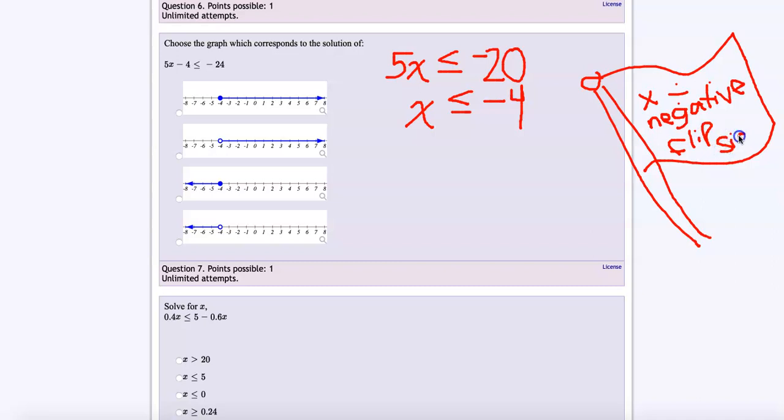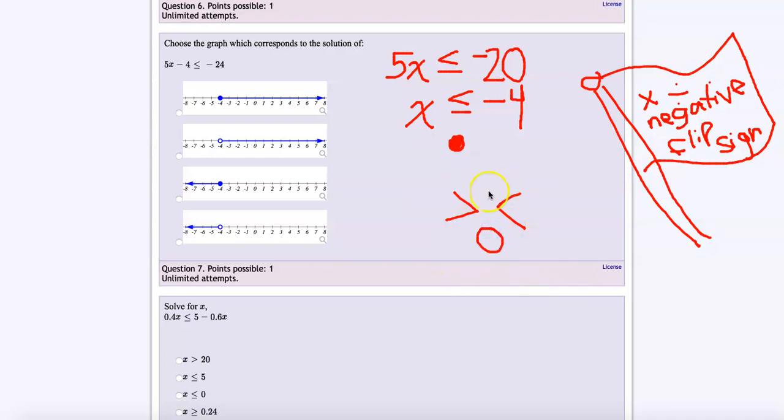And we didn't do that here, and that's why we didn't flip the sign. Okay, so x less than or equal to negative 4. Now, less than or equal to is going to be your solid dot. If you have a greater than or a less than one that does not have the equal sign underneath, that's when you use the open dot.